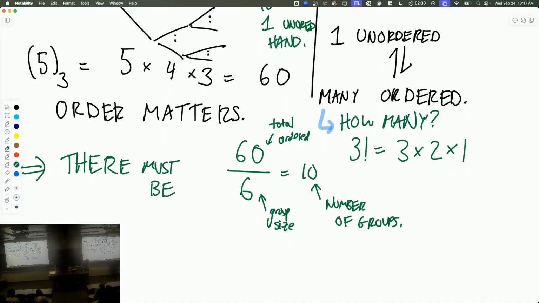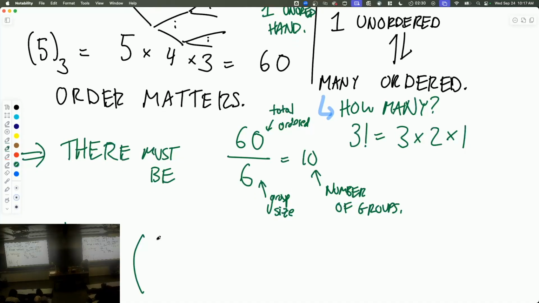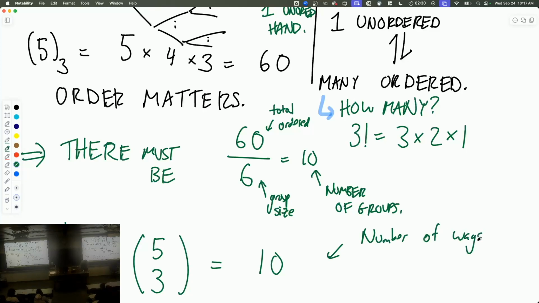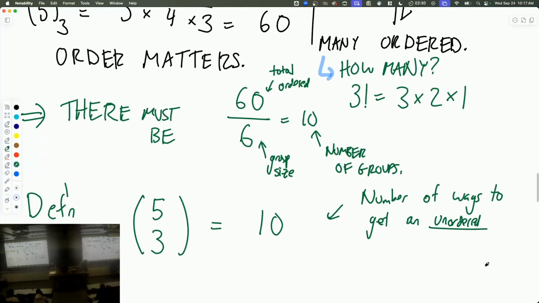This is the next definition. You would write this like this. You would say 5 cards. We had our 5 cards over here, and we are choosing 3 of them to make an unordered group. So 5 choose 3, and in this case it is 10. This is the number of ways to get an unordered hand of 3 cards from a bank of 5.